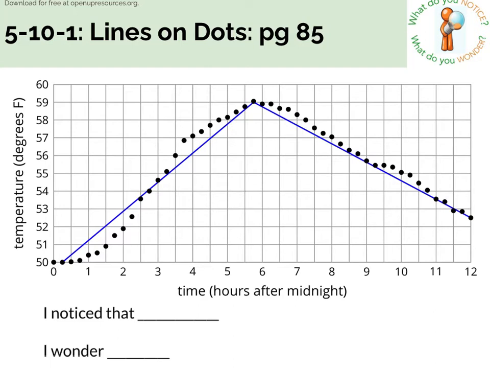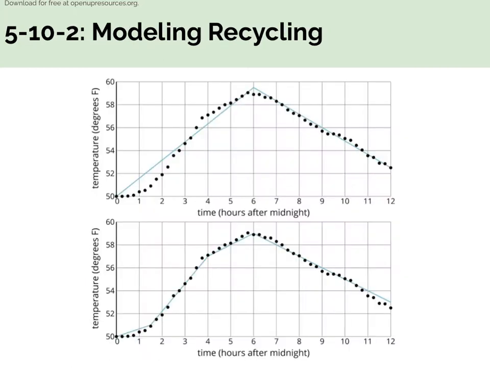Some things that you can wonder: what location does this data represent? Why is it warmer at 6 a.m. than it is at noon? Why aren't the points connected? Why is the second line lower than almost all the points? Why doesn't the blue line go through all the points? Anything in that sort as far as things you notice and things you wonder, getting our brain thinking about these kinds of graphs.